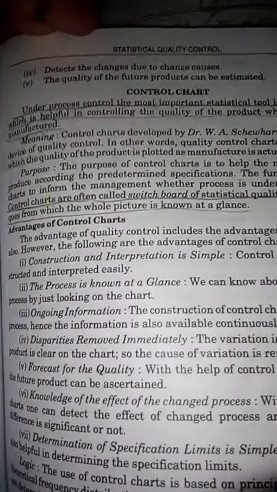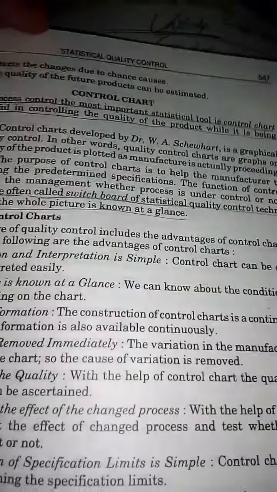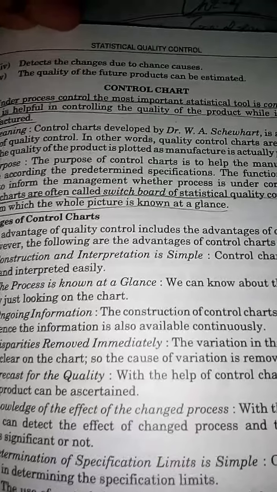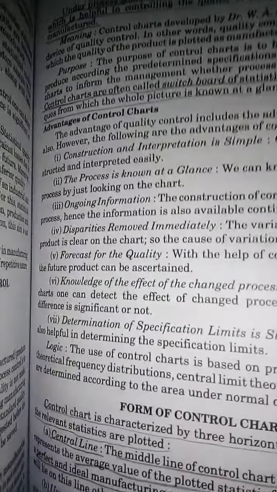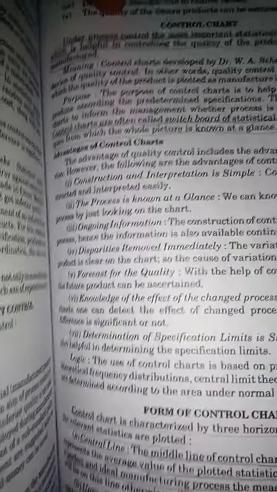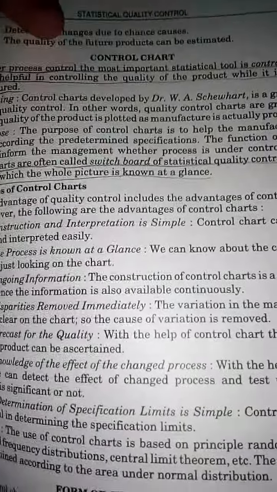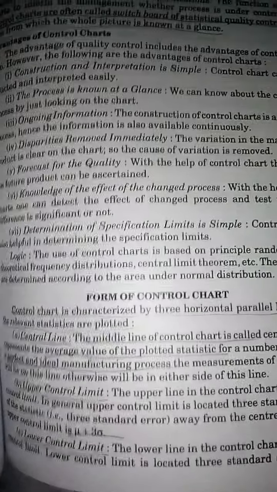Let's go through it. Under process control, the most important statistical tool is the control chart, which is helpful in controlling the quality of the product while it is being manufactured. Control charts are often called the switchboard of statistical quality control techniques, from which the whole picture is known at a glance. It has various advantages. Now we go through the form of control chart.